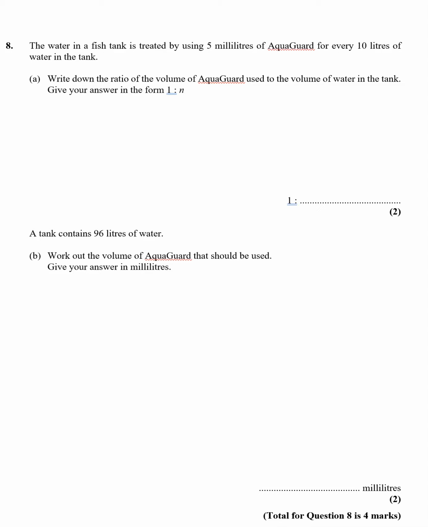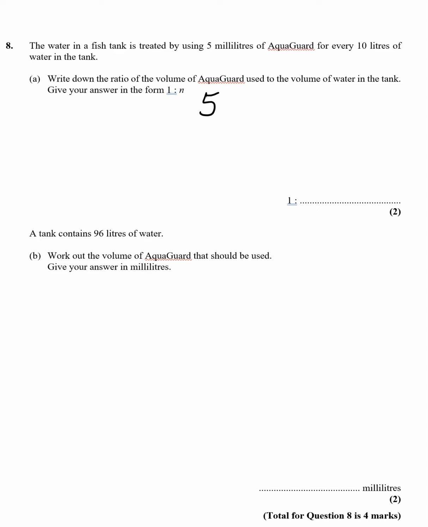Okay, question 8. We've got a water tank. The water in a fish tank is treated by using 5 millilitres of AquaGuard for every 10 litres of water. Write down the ratio of the volume of AquaGuard used to the volume of water in the tank. Give your answer in the form 1 to n.